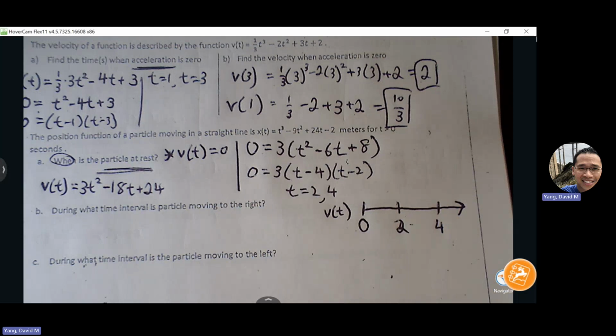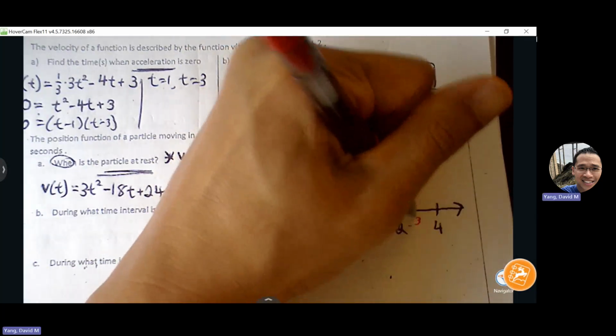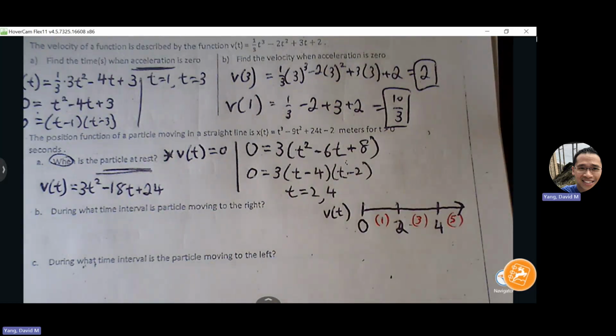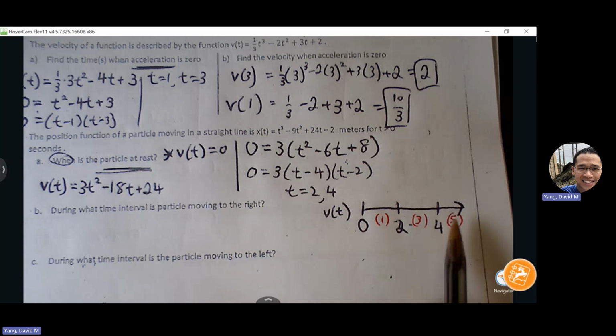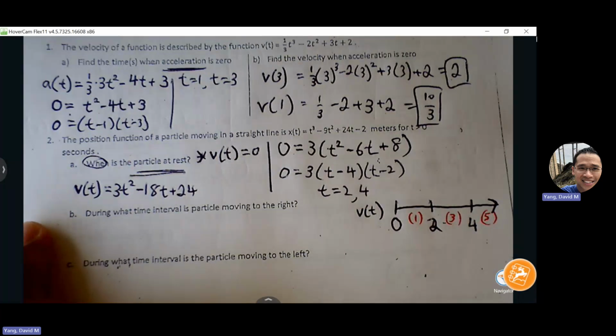Okay, so what number can we test to help us decide what's happening with this particle? 1. Yeah. So 1, 3, 5. Now you don't have to test these numbers, but any small number that's closest to 0 is typically the easiest numbers to test. Now you could choose 6, you could choose 2.5, you can choose 1.6, but obviously these are the easiest numbers to plug in.